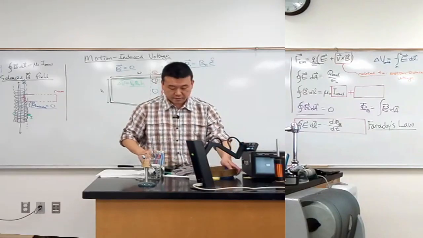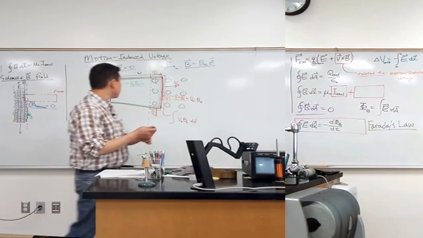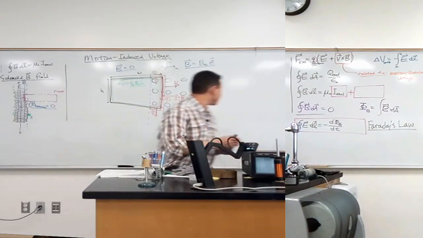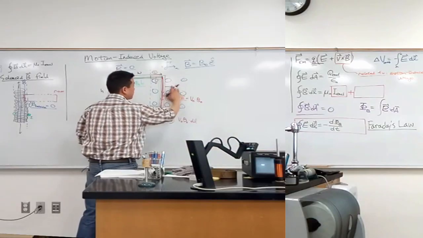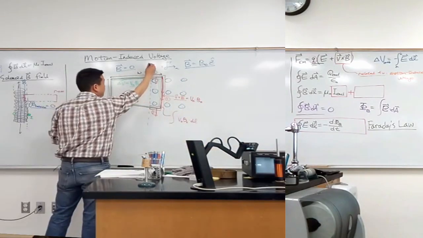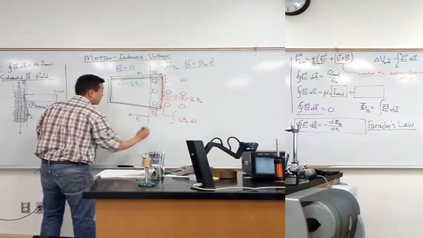So for this change the picture, this is what you have to imagine. We have to imagine that, what color? Let's use purple. You have to imagine that the loop is not moving. The loop is stationary. Instead, this boundary is moving to the left at speed V naught.